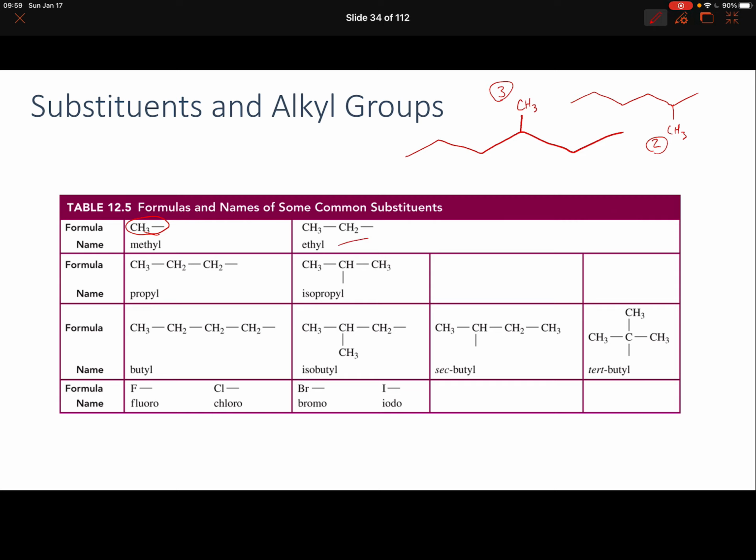Ethyl has a 2-carbon group. Propyl has a 3-carbon group. Once we get to 3 carbons, we have isomers. So there's another way of attaching 3 carbons. We can attach them like a chain, but we can also attach them in the middle, and we call that isopropyl. So there's propyl and isopropyl.